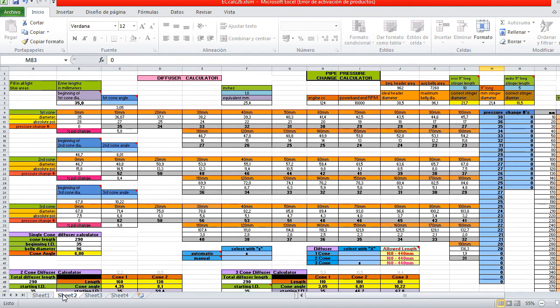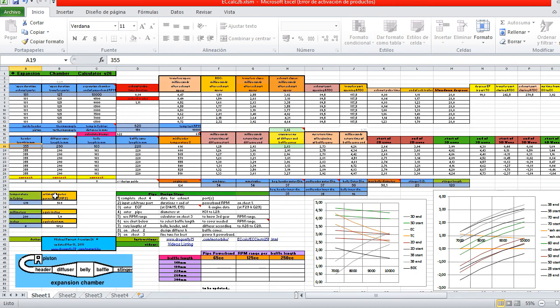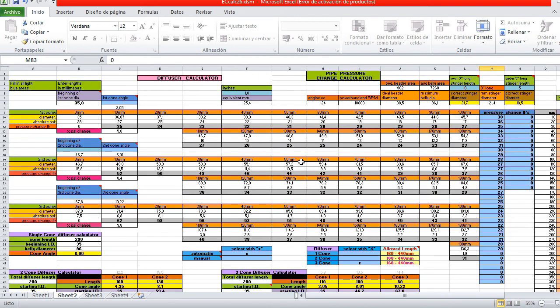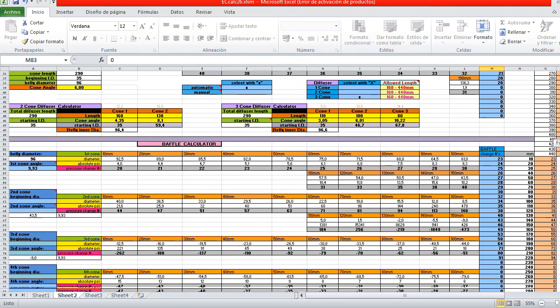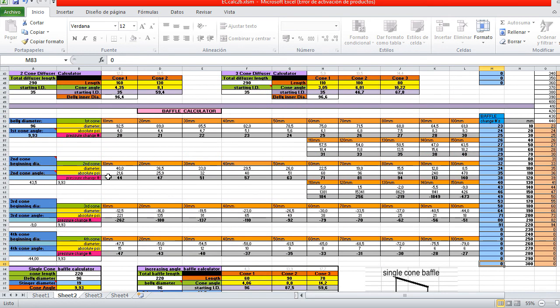when sheet 2 is set here on automatic and 3 cone, whatever distance you put in for the cone length on sheet 1, which is right here, will be used on sheet 2 to generate the dimensions, and then the numbers are calculated. They're put over here and automatically transferred to sheet 3. So it's all automatic. And once you set the baffle distance, those numbers are here, and it's all automatic.